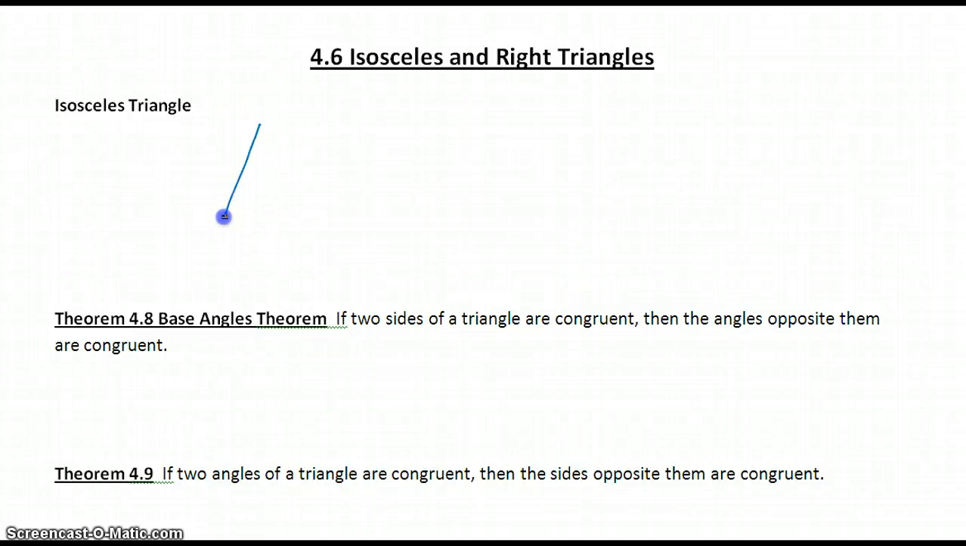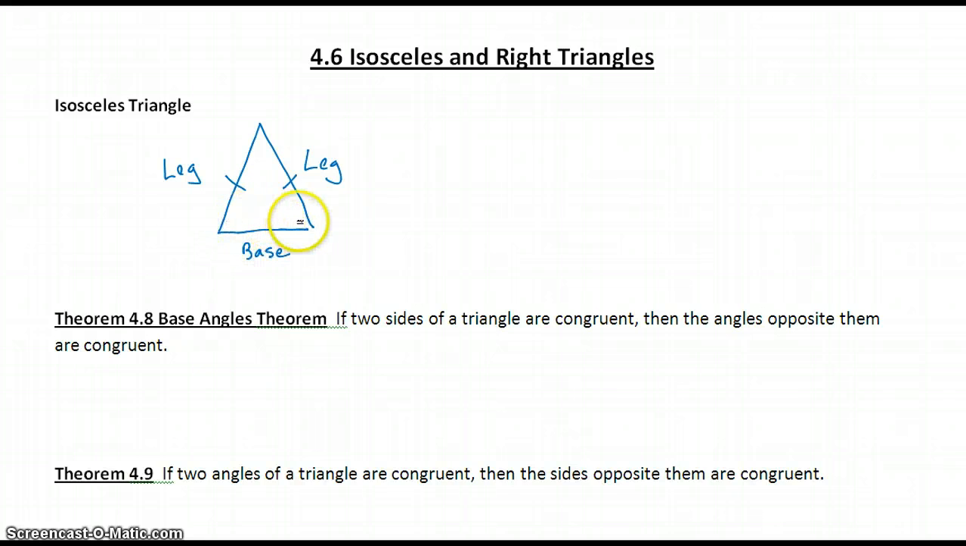In an isosceles triangle, two sides of the triangle are congruent. The two congruent sides in an isosceles triangle are called the legs of the triangle, and the one non-congruent side is called the base. The two angles on the base are called the base angles, and the one angle that is not a base angle is called the vertex angle.